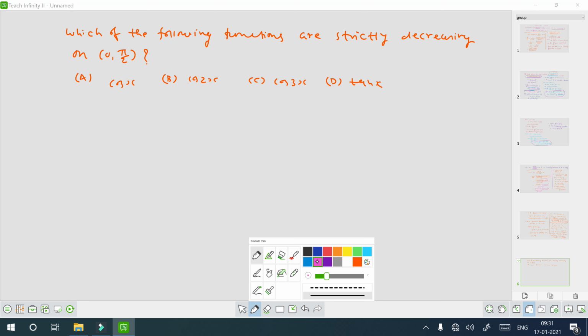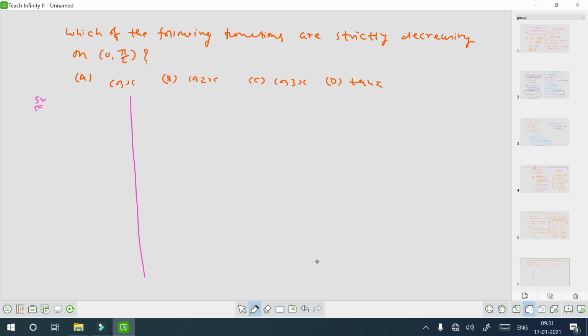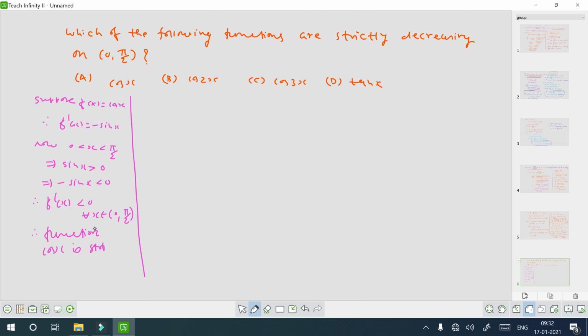Now see here, let us consider the first part. Suppose f of x is equal to cos x, and therefore f dash x is equal to minus sin x. Now 0 less than x less than pi by 2, it is in first quadrant. Sin x greater than 0 implies minus sin x less than 0, and therefore f dash x is strictly less than 0 for all x belongs to 0 to pi by 2. And therefore function cos x is strictly decreasing in open interval 0 to pi by 2.